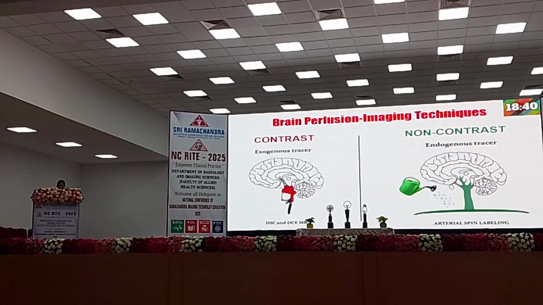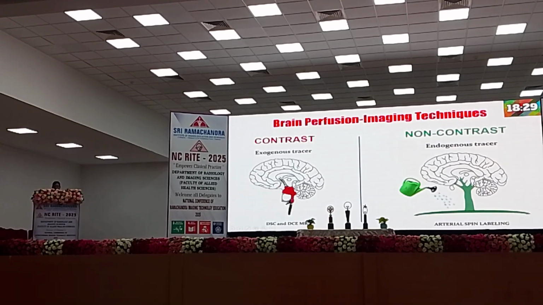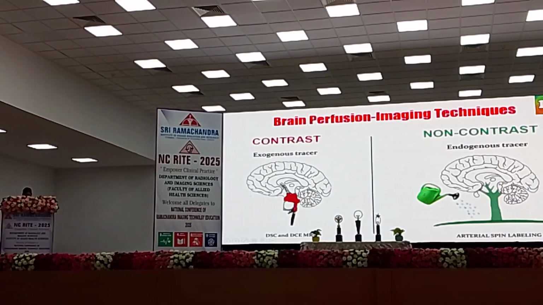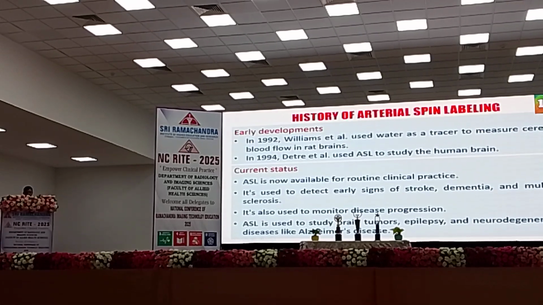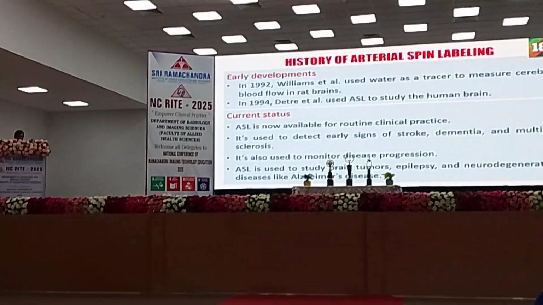So brain perfusion is divided into two types. One is contrast imaging, which uses exogenous tracers, and another is non-contrast, that is arterial spin labeling. Here we are using the blood as the tracer.